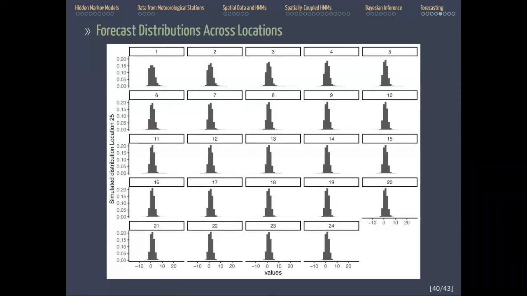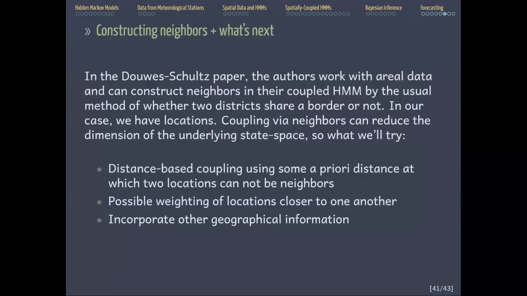And so we've done a few simulations with just hidden Markov models. What I generally am working on now is, in the Schultz paper, the authors work with areal data, and they construct neighbors in their coupled hidden Markov model by the usual method of whether two districts share a border or not. So the neighbors are a bit more defined. In our case, we have locations, so we have points on a map. So the idea will be to couple neighbors.